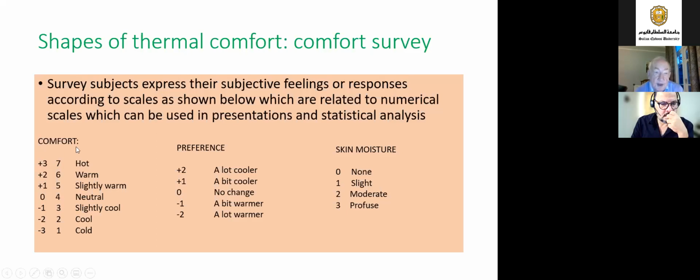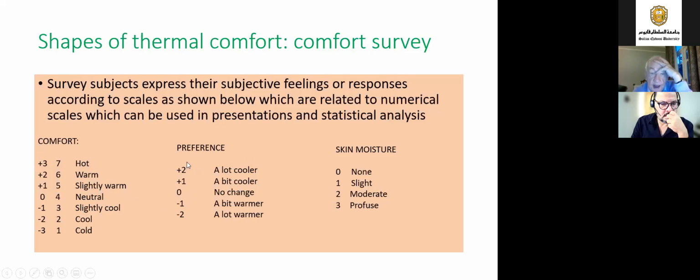What you want, according to the normal experience, is at what temperature or humidity or whatever people feel neutral, so that's considered the sort of perfect environment, or whether you're slightly warmer or cooler, or whether you're warmer or cooler in a way that might make you feel uncomfortable. And also you could ask whether they would prefer to feel cooler.